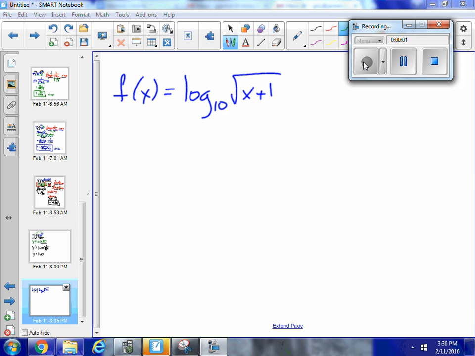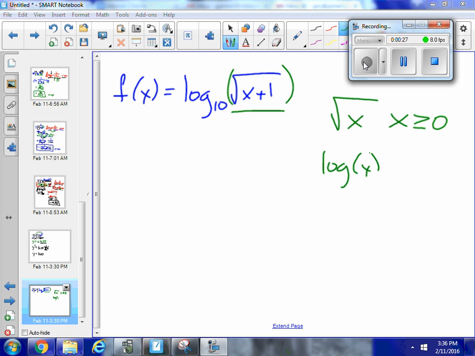Let's find the derivative of this. Let's start with the domain, though. So in this problem here, I have a radical, but the radical is also the argument of a logarithm. So when I have an even index radical, I know that x has to be greater than or equal to 0. But when I have an argument of a logarithm, x has to be simply greater than 0. It cannot be equal to 0.